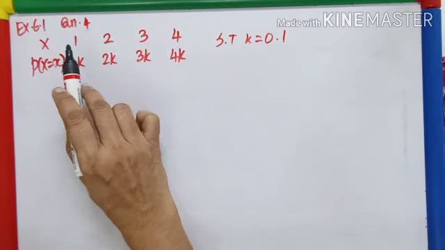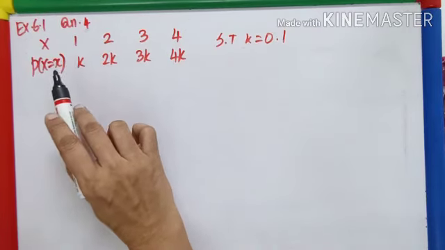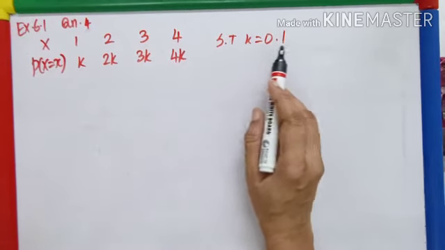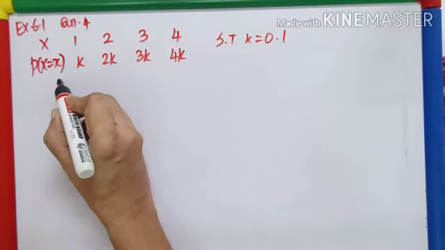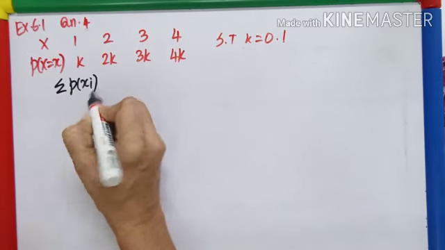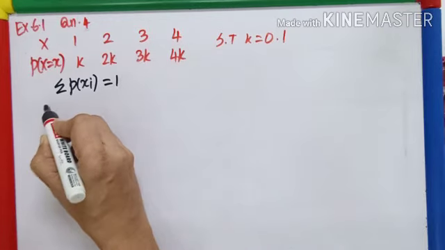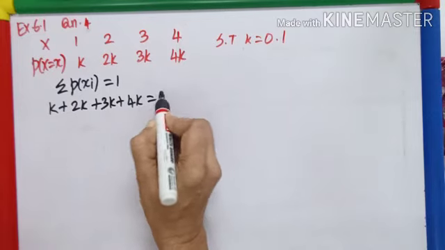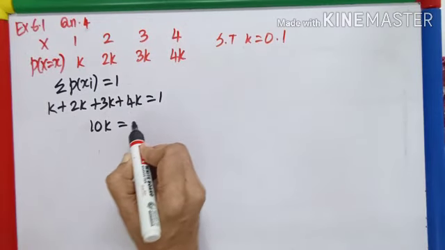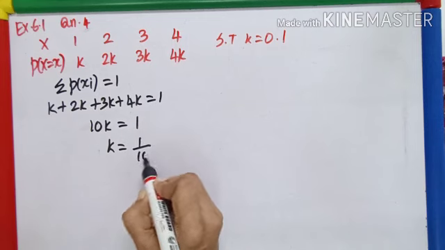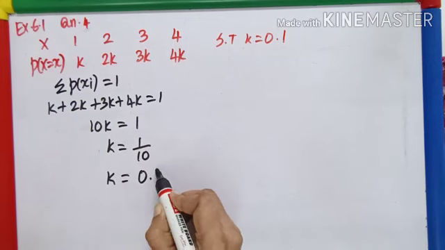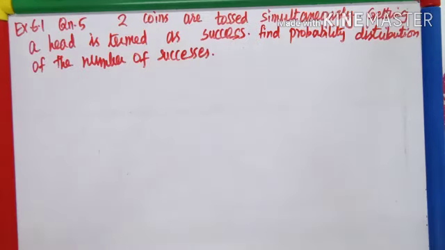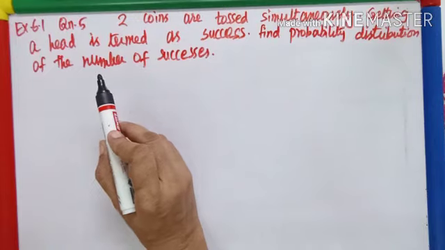Exercise 6.1, question number 4. Same as third problem, the table is given. We need to show that k is 0.1. Let us remember, total probability equals to 1. Adding all, k plus 2k plus 3k plus 4k equals to 1. 10k equals to 1, or k is 1 by 10, which can also be written as 0.1, and that is the problem.